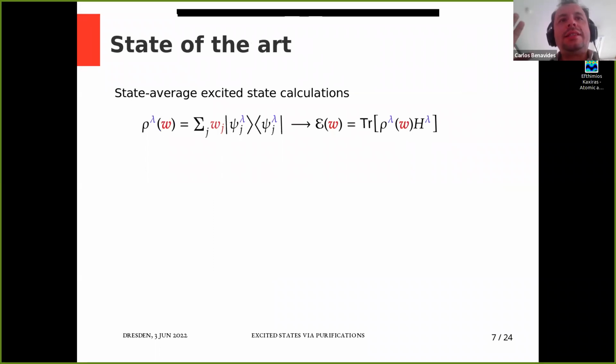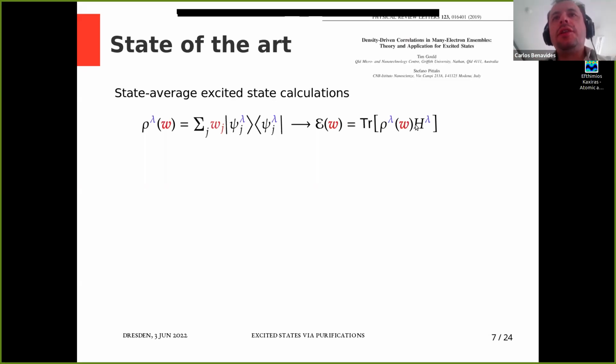This is a very short summary of the state of the art of how to compute excited states. There are basically two ways. One is the state-average excited state calculation, where instead of working with one state, you work with an incoherent superposition of some states, 2, 3, 4, which are orthogonal, and then if you minimize this trace here, it will give you these few states. This is a way to compute excited state properties, and this is what is done in density functional theory. So this is an approach that functional theories have used recently.